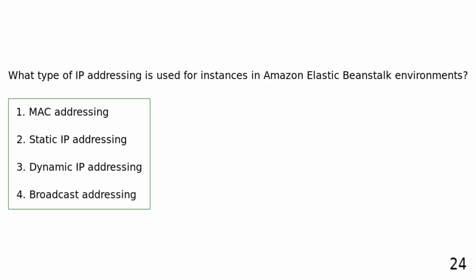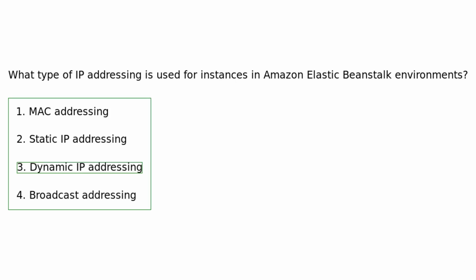What type of IP addressing is used for instances in Amazon Elastic Beanstalk environments? MAC addressing. Static IP addressing. Dynamic IP addressing. Broadcast addressing. Instances in Elastic Beanstalk environments use dynamic IP addressing.